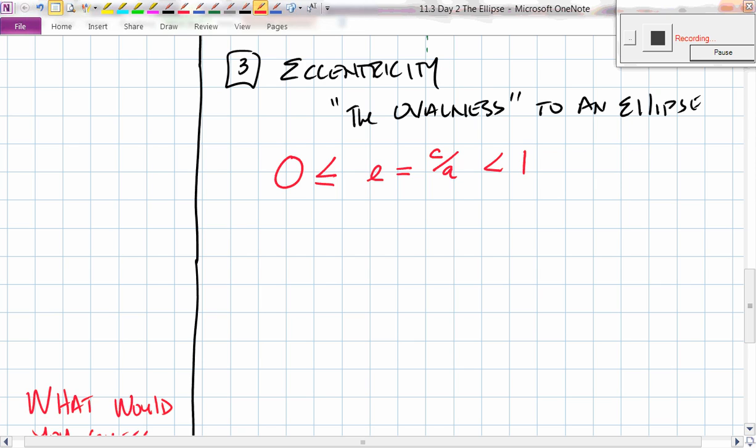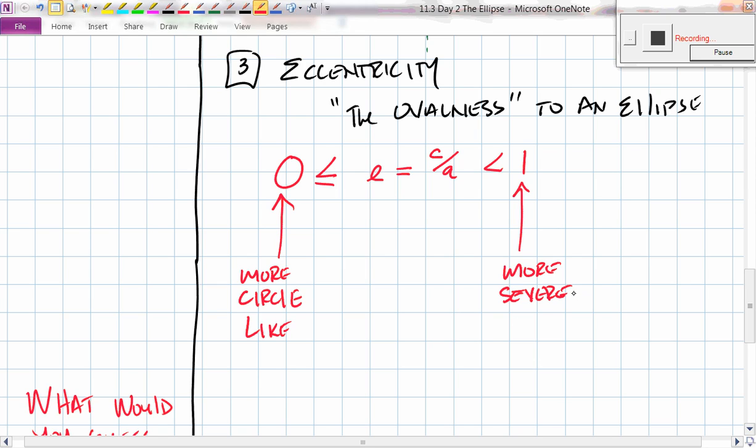And it turns out, it's so nice, the closer you are to 0, the more circle-like you are, which is nice and convenient for us because O looks like a circle. So when the eccentricity is 0, you actually have a circle, right? And then when the eccentricity is closer to 1, you have more severe ovalness.